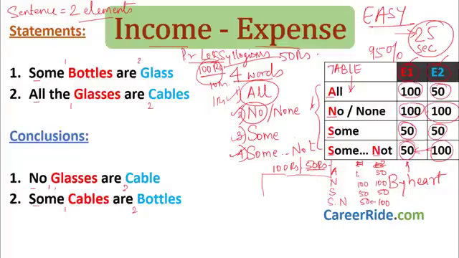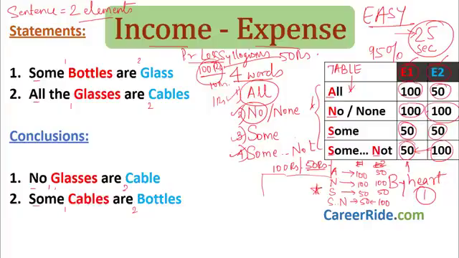Again write 100 and 100, so that 4 times 100 happens and everything gets balanced. Okay, so for all we have 150, for no we have 100 and 100, for some we have 50 and 50, and for some not we have 50 and 100. Now this table, your 95% work is done. Rule number 1 for income and expenses: learn this table by heart. If you find any other method easier to memorize the table, you can do it, or you can go by this method also. This is very easy.